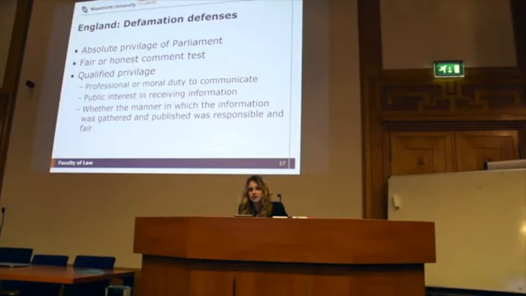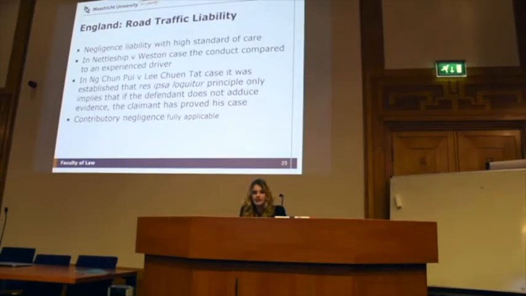Qualified privilege applies if there is a professional or moral duty to communicate and a public interest to receive the information. The defense is mainly used by journalists and academics and plays a major role in protecting the freedom of expression. If there is qualified privilege, the question is if the manner in which the information was gathered and published was responsible and fair. In England, road traffic liability is negligence liability with a high standard of care.